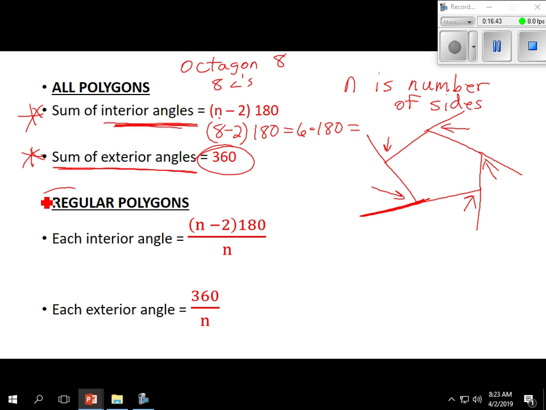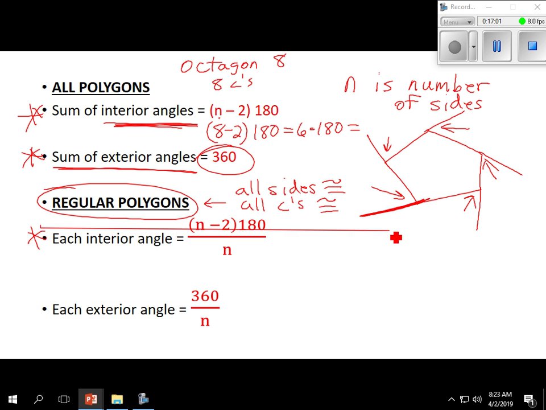If we're dealing with a regular polygon, we talked about regular polygons, all sides congruent, all angles congruent. If we're dealing with a regular polygon, then these two formulas work so that you could find each interior angle and each exterior angle. So if we knew that this pentagon here that I drew was regular, so that means all the sides are congruent and all the angles are congruent, then we could plug in to this formula and find what the sum of all the angles are.